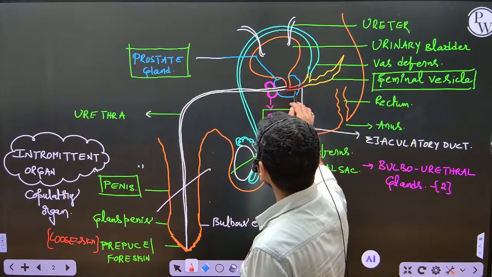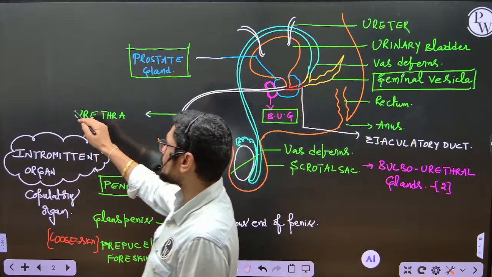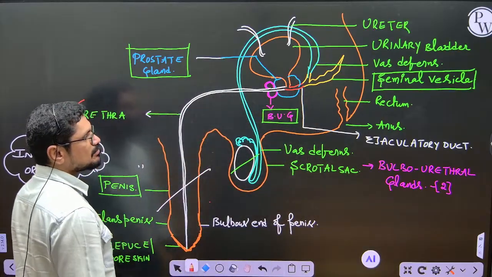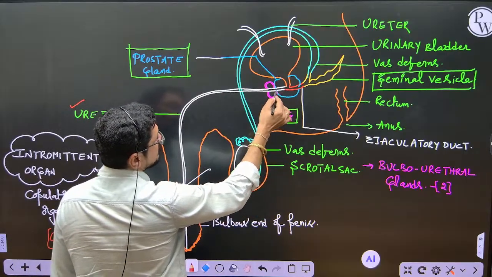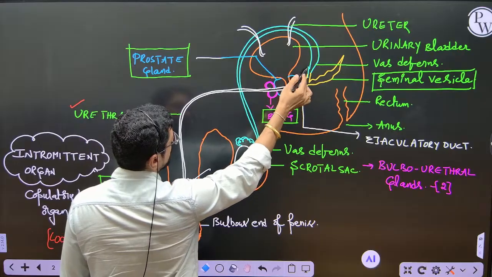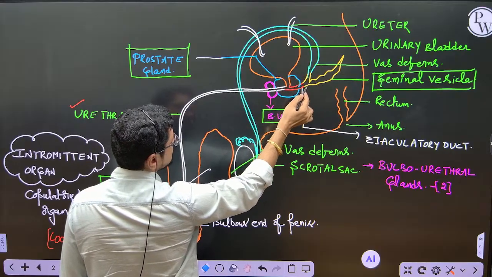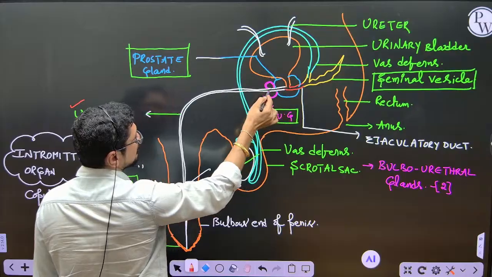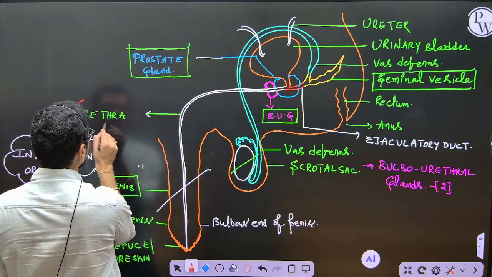And now see this pathway, urethra. Now I want to talk about this urethra. What is this urethra, boss? See here, the ejaculatory duct is a duct which is formed by the fusion of vas deferens and seminal vesicle. This ejaculatory duct opens into a tube called urethra.